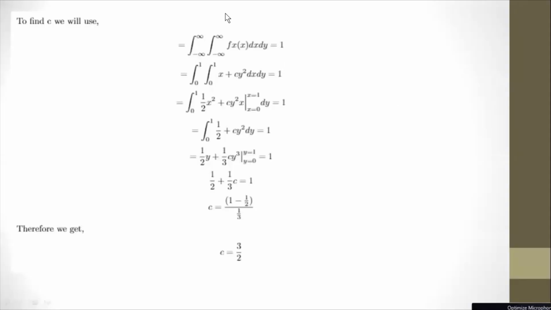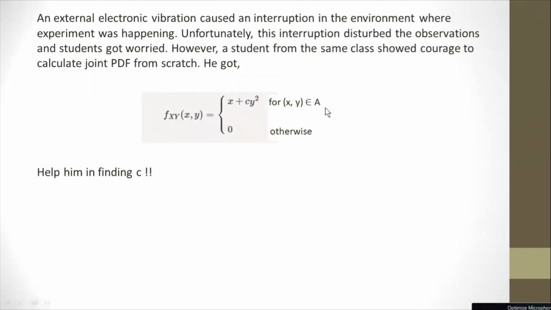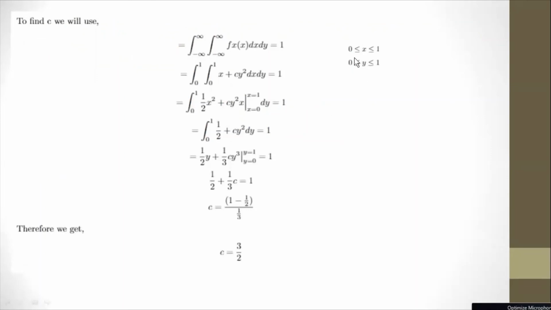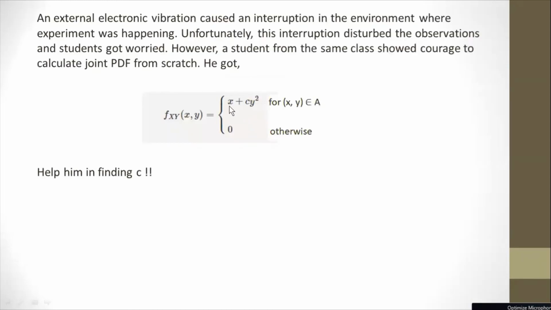In order to solve this, we will use this postulate which has already been discussed before. It is given that x and y belong to A, which means this. Now we simply put in the values for the limits of x and y and the expression for the PDF. Now we integrate this expression with respect to x and put in the limits for x. We get this expression. Now integrating this with respect to y and putting in the limits of y, we get this equation. Making c the subject gives us the value of c, which is 3 upon 2. So by now we can say that the new PDF is basically x plus 3 upon 2 y squared for x and y belonging to A and zero otherwise.